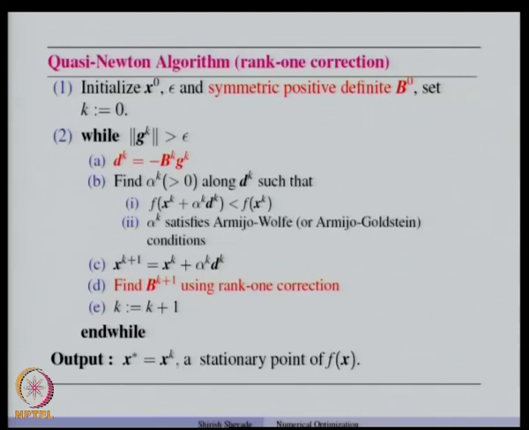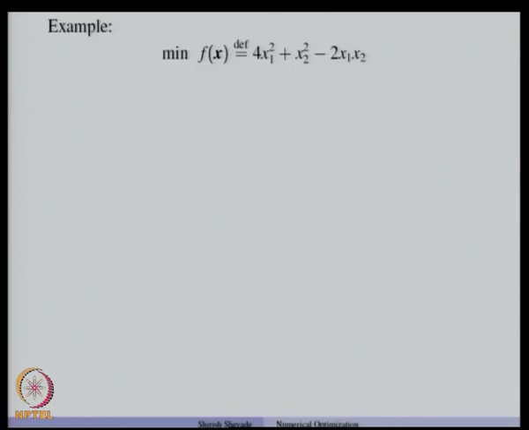Now, let us see some examples to see how this method works.